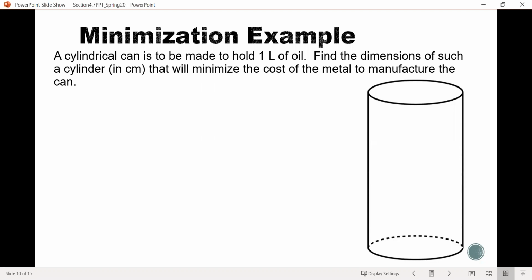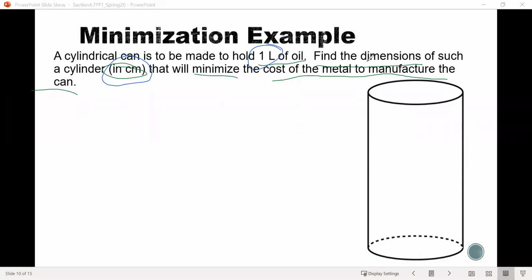Okay, so even though this is a pretty short wording for the problem, there's a lot going on here. First of all, we see that the can we're looking for needs to hold 1 liter of oil. We have to find the dimensions in centimeters. We're trying to minimize the cost of the metal to manufacture the can. So one thing I see right away is that we're given information about the can in liters, but we have to find dimensions in centimeters, which means we have a crisscross in the units that we're using.